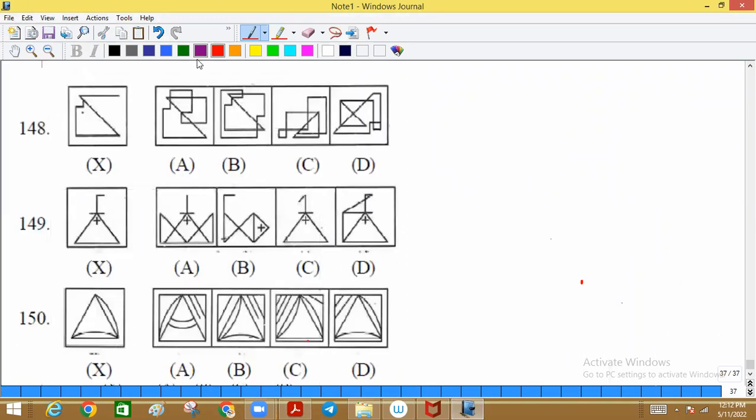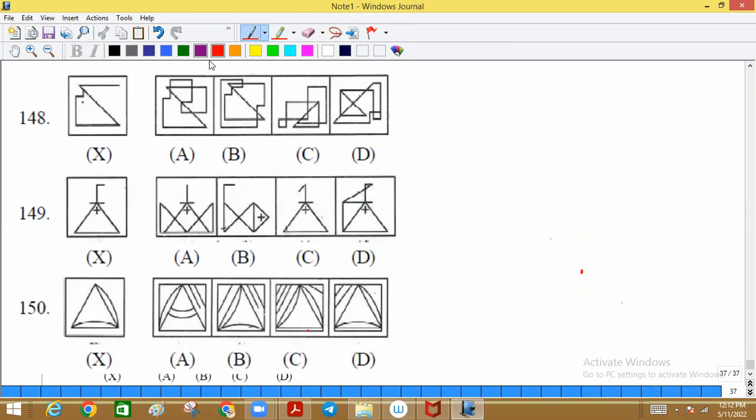Yes, 148. A or B? CD eliminated. First of all, B. E or B? B only, sure. Why B is the answer? Why not A? A is smaller. A is smaller or B is smaller? B is bigger. B is bigger. Yes, sir. A is A.